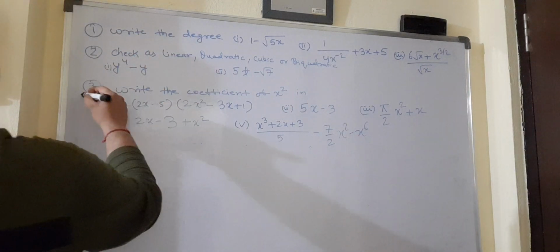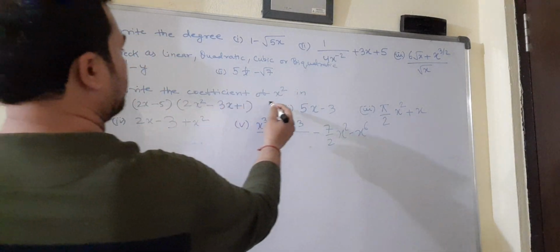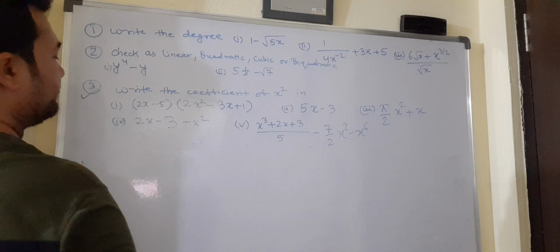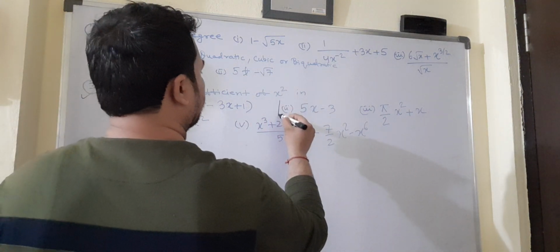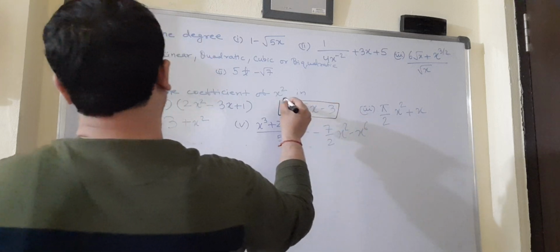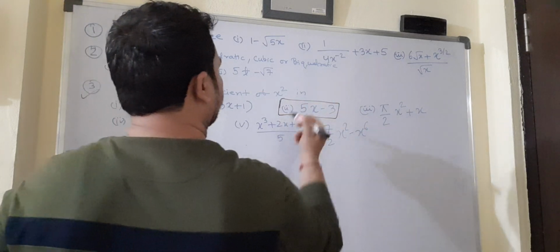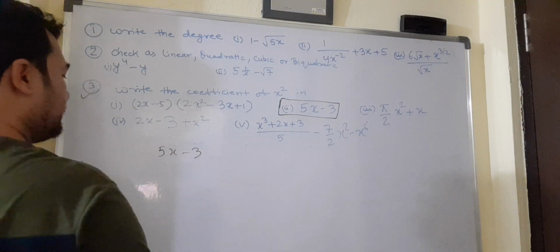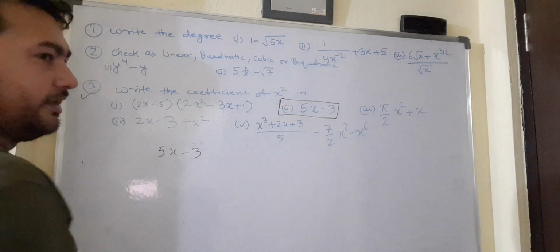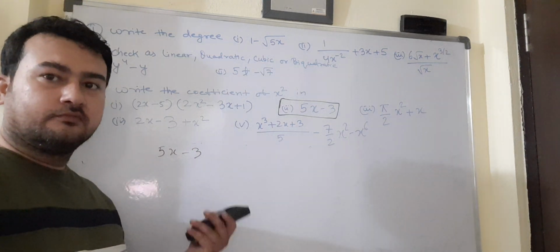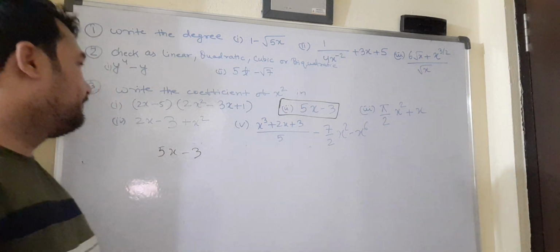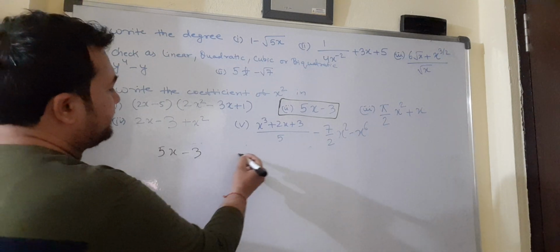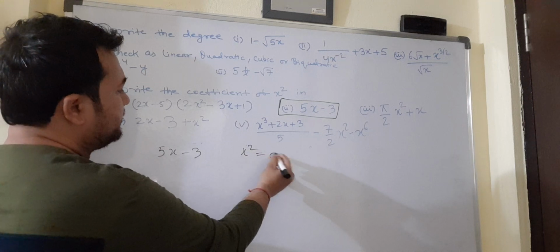Next, question number 3. Write the coefficient of x square in. So you have to find the coefficient of x square. In question number 2, part 3, see, 5x minus 3. Is there any x square? There is no x square. So the coefficient of x square is 0.